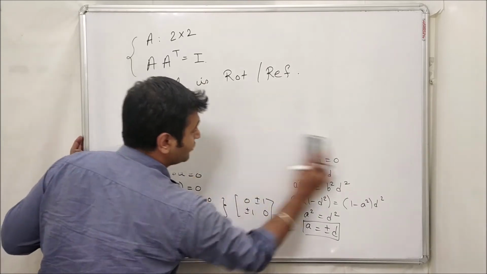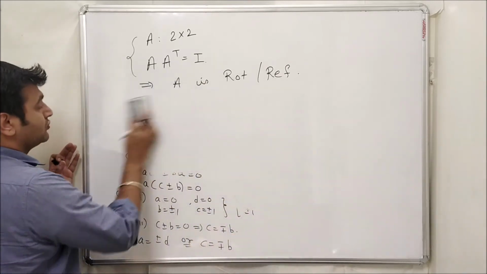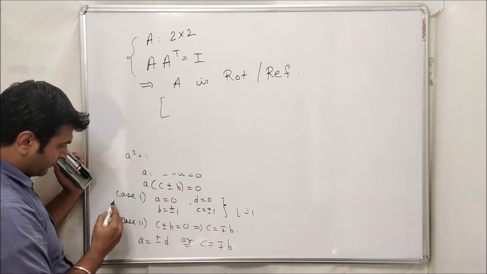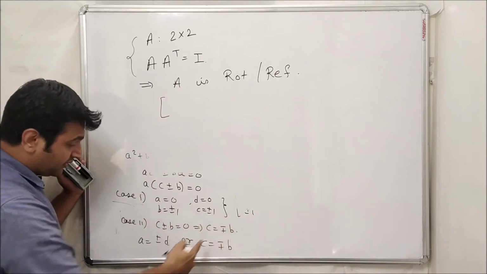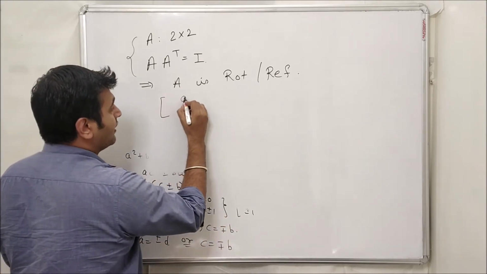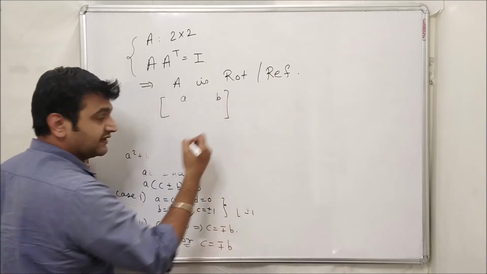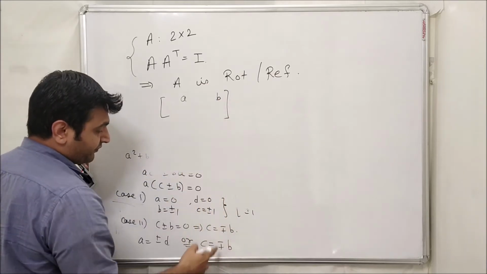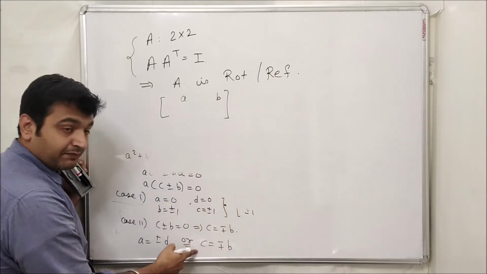When I plug in the values of a, b, c, d, keep this case in mind, I will come to this later. Now here, what do I have? If I keep a and b as they are, what was my c? It was minus plus b, right?